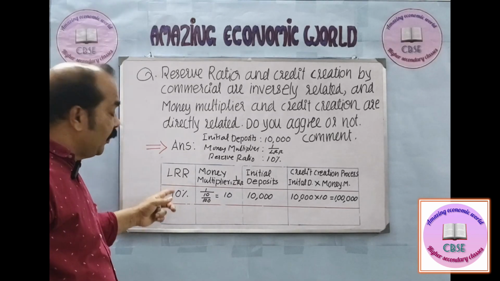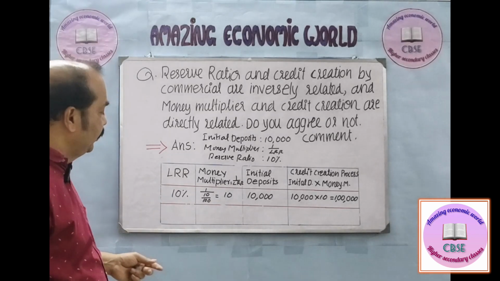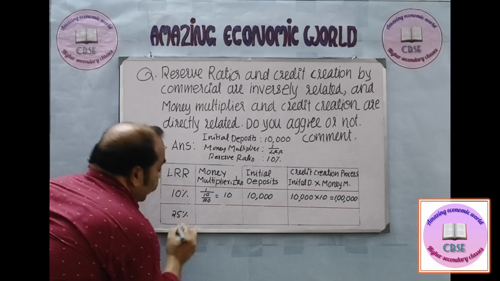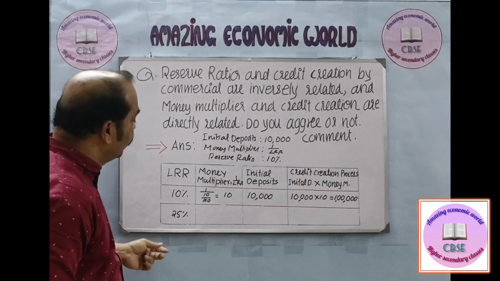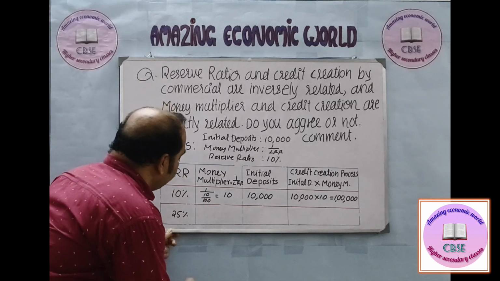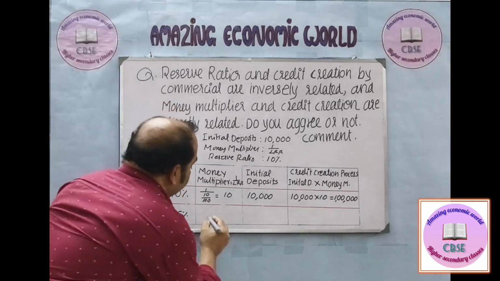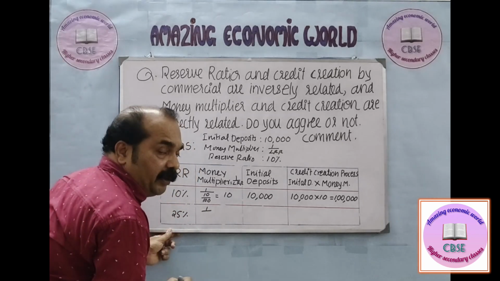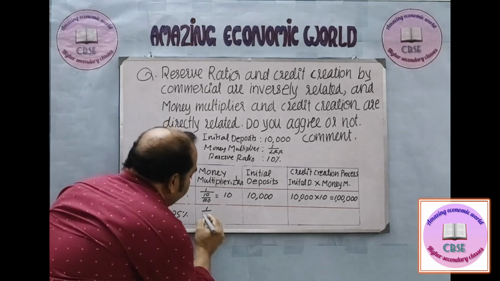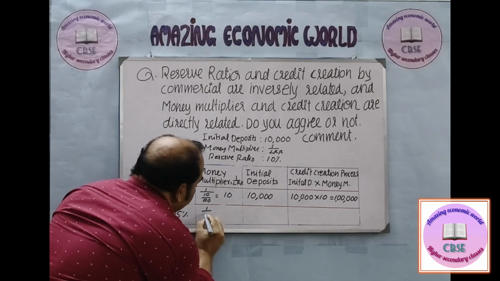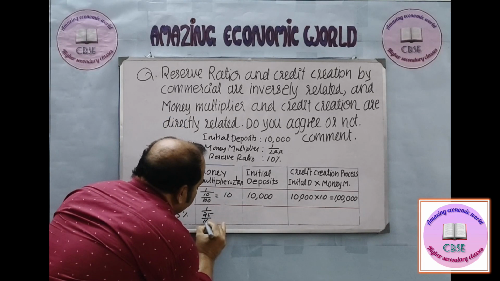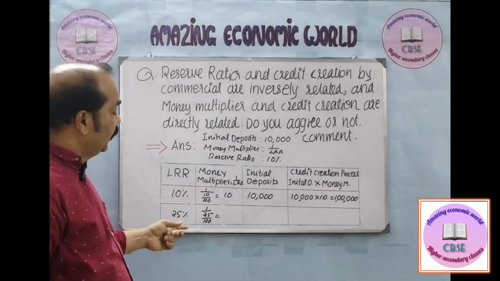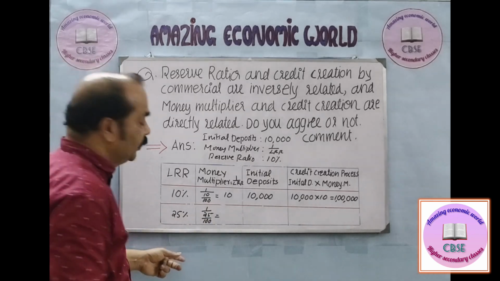Now the reserve ratio is going to be raised by RBI. Suppose this is 25%. Money multiplier 1 by LR, that is 1 by 25%. 1 by 25% means 1 by 25 by 100. That is 1 into 100 by 25, that is equal to 4.